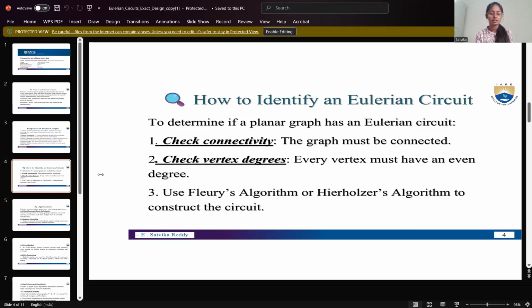Eulerian circuits in planar graphs. An Eulerian circuit in a planar graph is a closed trail that visits every edge exactly once in a planar graph. So, it is simply an Eulerian circuit that can be drawn on a plane without overlaps.